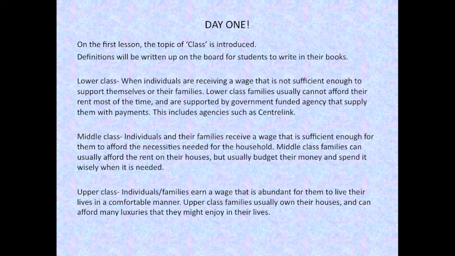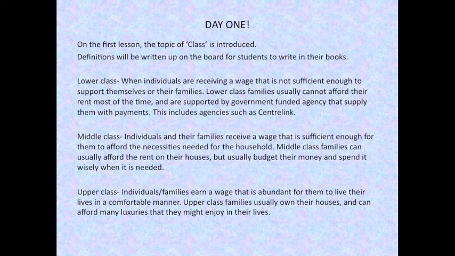Lower class is when individuals are receiving a wage that is not sufficient enough to support themselves or their families. Lower class families usually cannot afford their rent most of the time and are supported by government-funded agencies that supply them with payments. Some of these agencies include Centrelink. Middle-class individuals and their families receive a wage that is sufficient enough for them to afford the necessities needed for the household. Middle-class families can usually afford the rent on their houses, but usually budget their money and spend it wisely when it is needed.